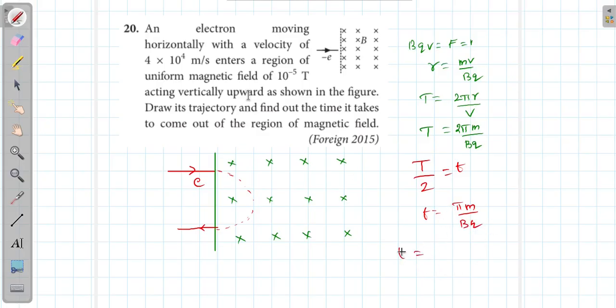Pi m divided by Bq. We know pi equals 3.14, the mass of the electron is 9 times 10 power minus 31, the magnetic field is 10 power minus 5, and the charge of the electron is 1.6 times 10 power minus 19. So it is about 1.766 microseconds, around 1.766 times 10 power minus 6 seconds, which I have converted into microseconds using the calculator.